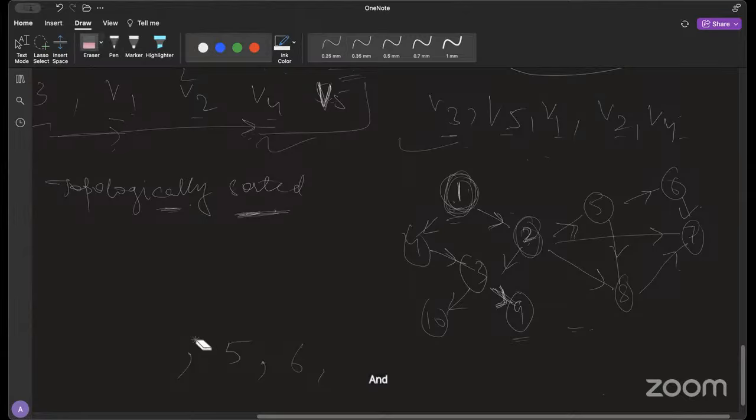And let's not do it this way. Let's start with this. So there's a proper way to do things instead of just going with the flow. So you write all the in degrees of the vertices.